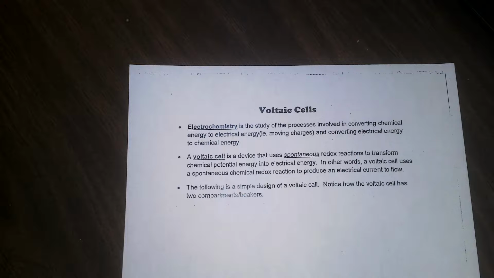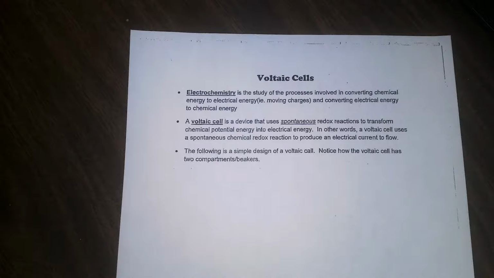Okay? A voltaic cell is when there is a spontaneous redox reaction. What has to happen for a spontaneous redox reaction to happen? The oxidizing agent has to be higher than the reducing agent. Okay? A voltaic cell uses a spontaneous chemical redox reaction to produce an electric current flow.